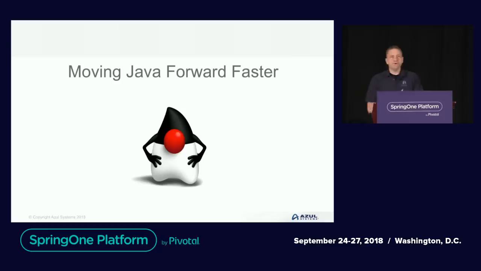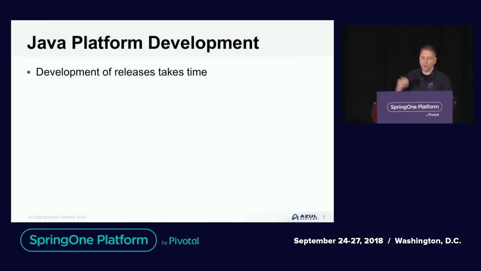Now let's talk a little bit about moving Java forward faster. When JDK 9 came out last year, Oracle made a number of announcements about how they wanted to change the development of Java. And this is the kind of catchphrase that they decided to use for this, moving Java forward faster. Good stuff. What does this mean?